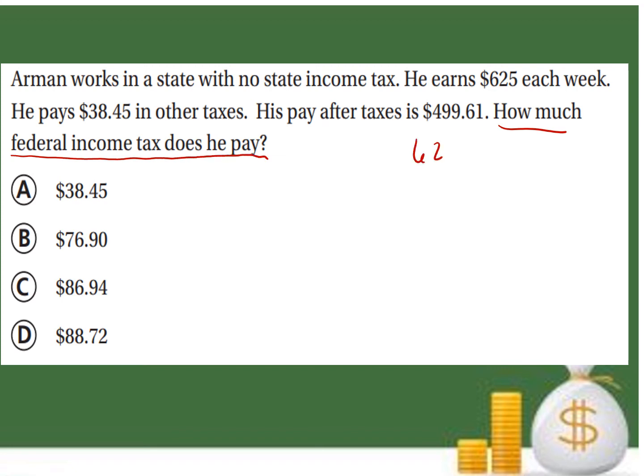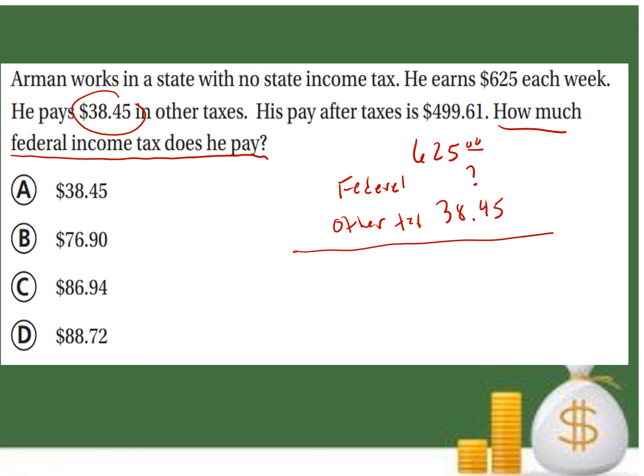So we know he makes $625 each week. He has a federal tax. He has other tax, which was $38.45. We want to know what is the federal tax. And the total he brought home is $499.61. So if I take $625 and subtract these two things, I get this number. So I need to find out what this missing number is, right?